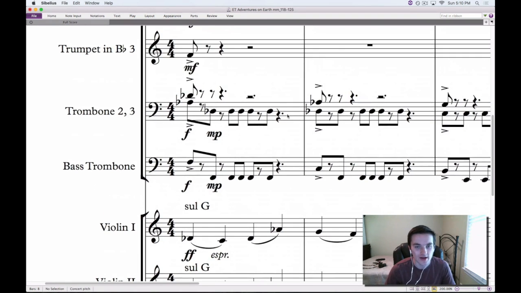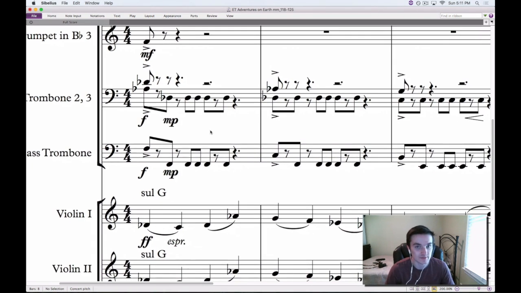But anyway, another nice thing dynamically is that after this first hit, he has them play mezzo piano, right? He very much micromanages the dynamics all throughout, because remember, he was the conductor of the Boston Symphony for years. So he has a very good intuitive sense of how loud instruments are relatively.